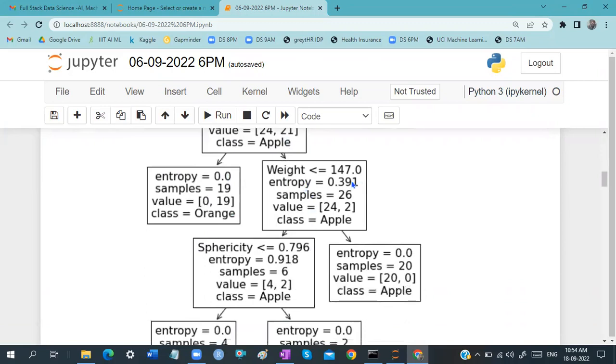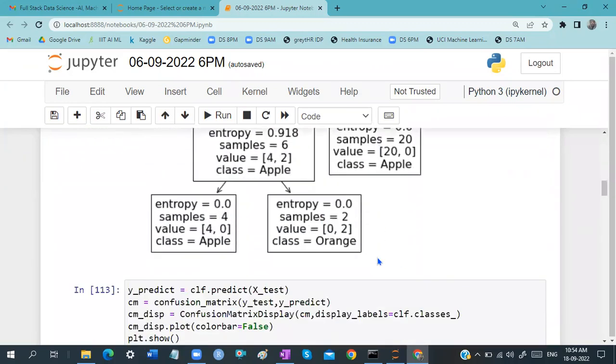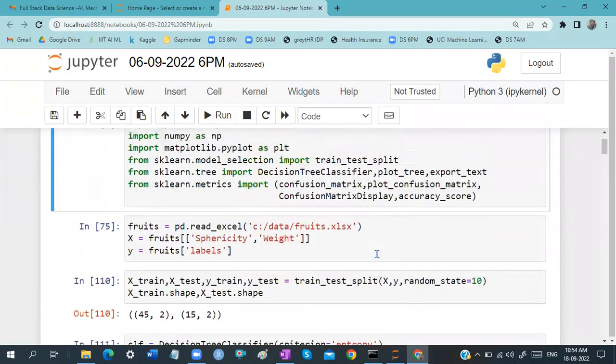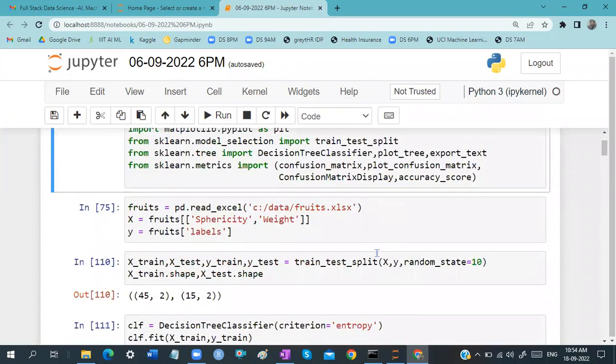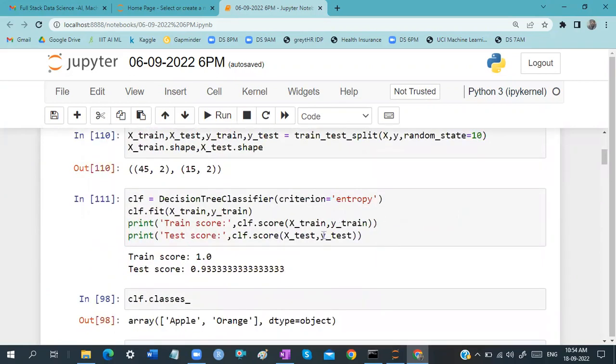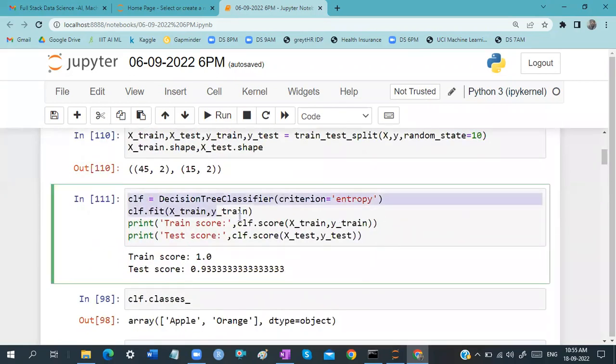So is the weight less than 147? If your answer is yes, come here. If your answer is no, go here. This is actually given by the machine, guys. I didn't write any logic for that. If you see the code, it looks like I'm writing some code. Yes, I'm writing some code, but I'm not writing any logic here. Just simply, this is the code which will write it for machine learning, guys.